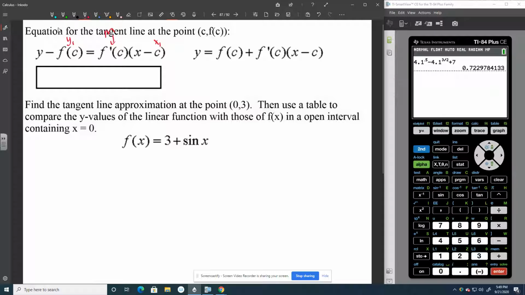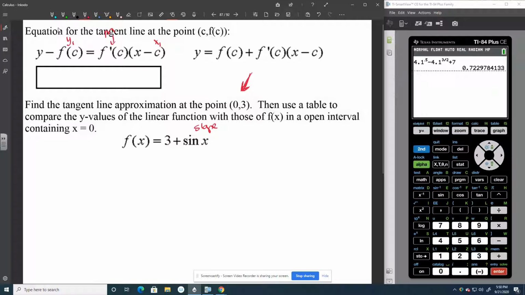So we're going to do the same thing, but then it wants us to use a table to compare the y values to the original function. So if my original function is f of x equals 3 plus sine of x, now it already gives me the point 0, 3, so I don't even have to plug in the 0 to get the 3. It gives me my point. So now I just need my slope because I have to come up with my tangent line.